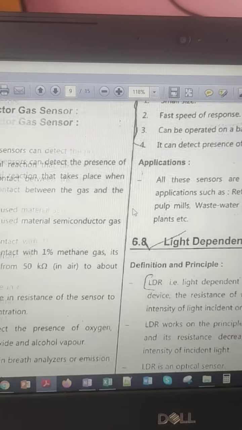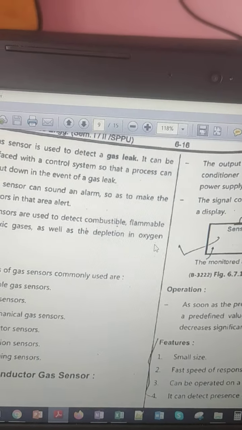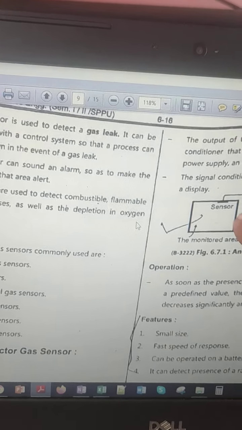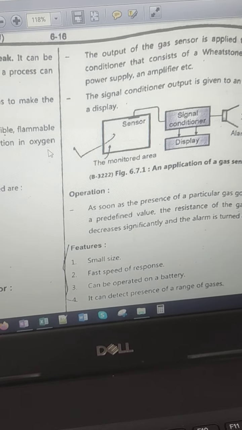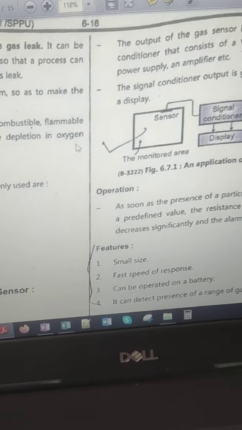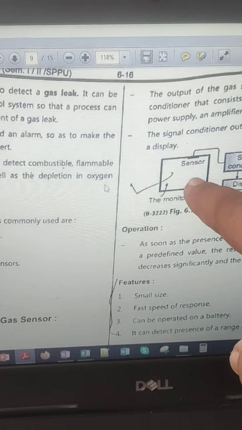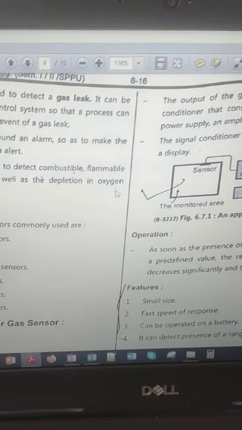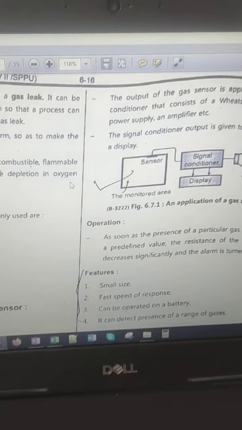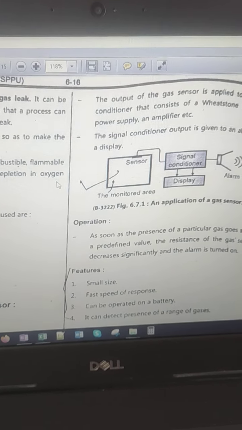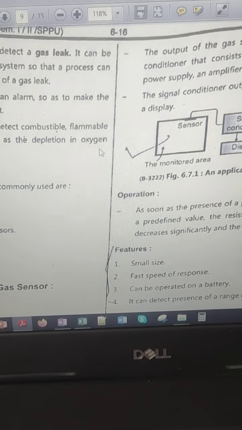Now the semiconductor gas sensor. This is the diagram for the gas sensor. It has a sensor, a signal conditioning device and a display device. This is our monitoring area, where we apply the sensor. If there is a leakage of gas, the sensor will detect it and pass it to signal conditioning. It will amplify and modulate that signal, and the leakage will be displayed on the display board, and after that the alarm will be on.